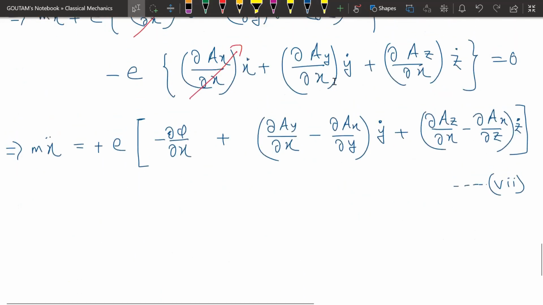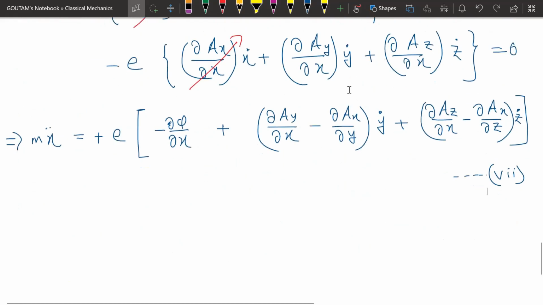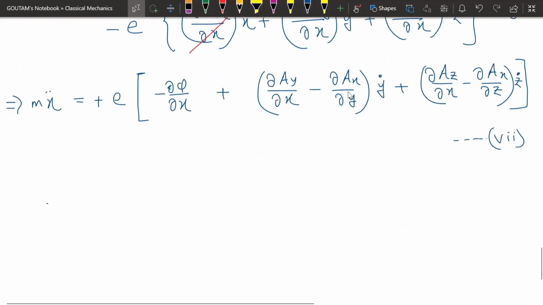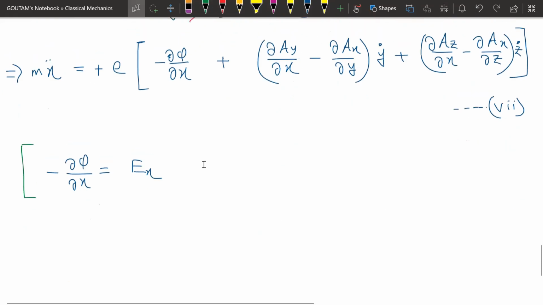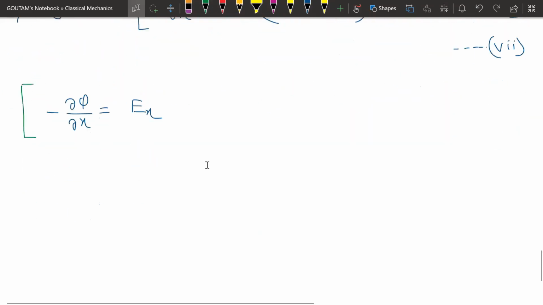So in that case, what is this minus del phi del x? This is the x component of the electric field, Ex. Okay, this is the x component of the electric field. So now, what is B, the magnetic field?